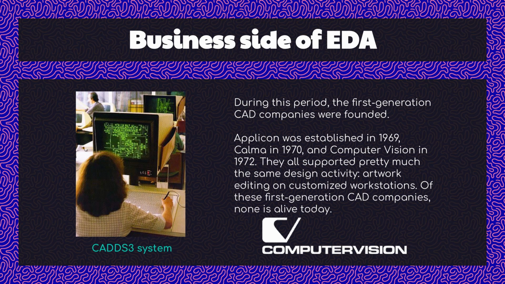Let us take a look at the business side of EDA in the 1964 to 1978 period. During this period, the first-gen CAD companies were founded like Applicon in 1969, Calma in 1970 and Computer Vision in 1972. In the picture on the left, we can see a system called the CAD DS3 system. It was founded by Computer Vision Incorporation and this system is being used to create a piping and instrumentation diagram in a training lab around 1979. And none of these companies are alive today.